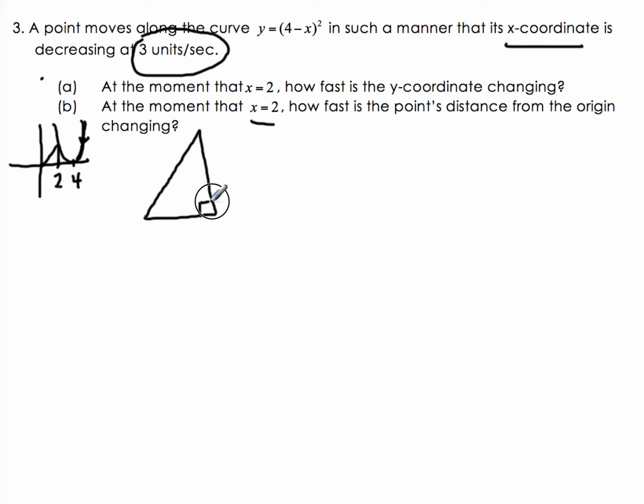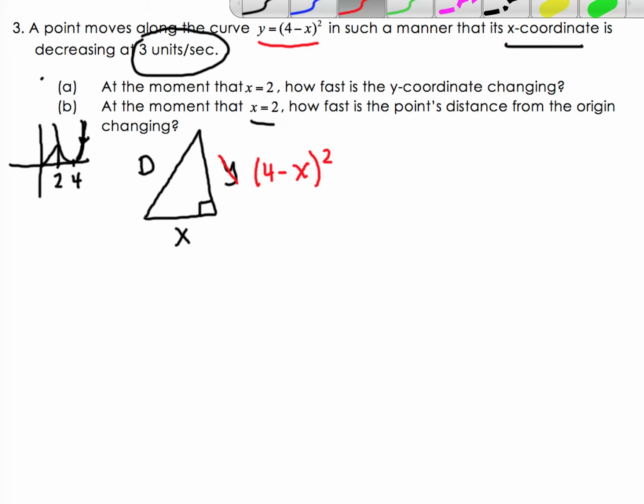If we're talking about distance, I'll just call that distance large D. And we have x here, and we have y here. Well, we know what y is because we were given the equation. The equation is y equals 4 minus x squared. If I wanted to eliminate some variables, instead of calling it y, let's call this 4 minus x squared.